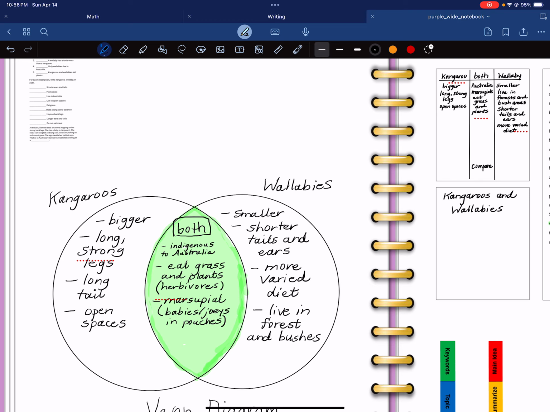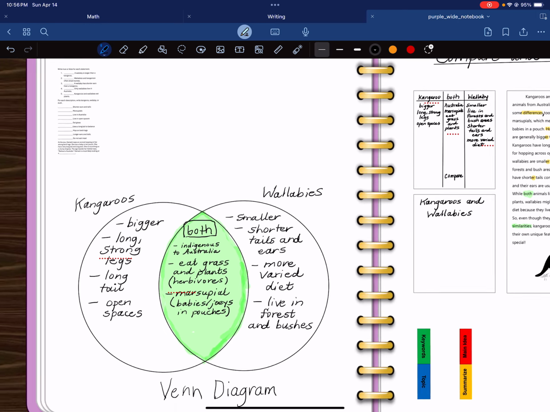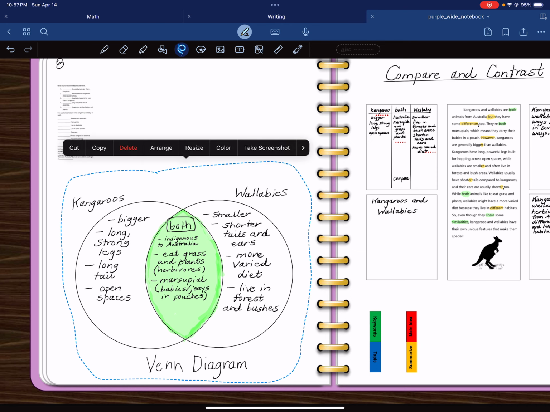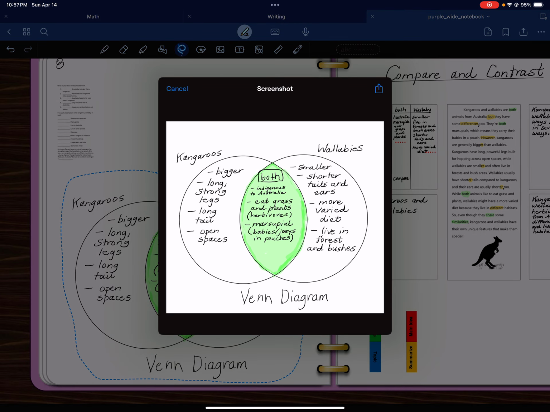And I believe that's everything. But this Venn diagram is a very good way to organize your thoughts about comparing and contrasting. Anytime you do comparing and contrasting, this is a really good way to set up a mental picture of what you're learning.